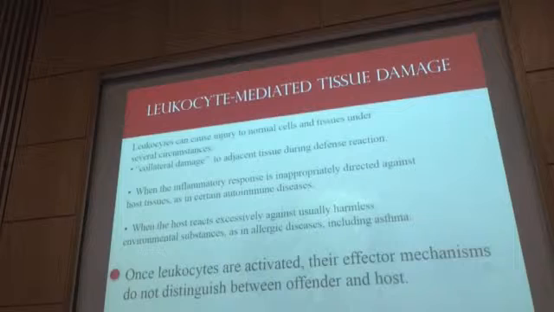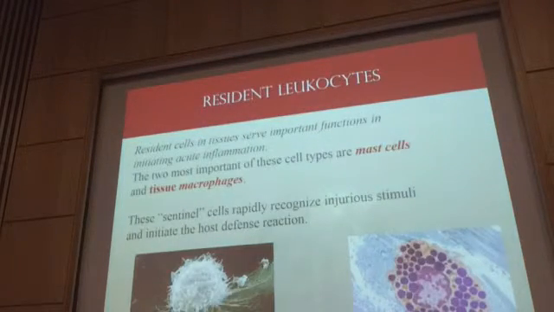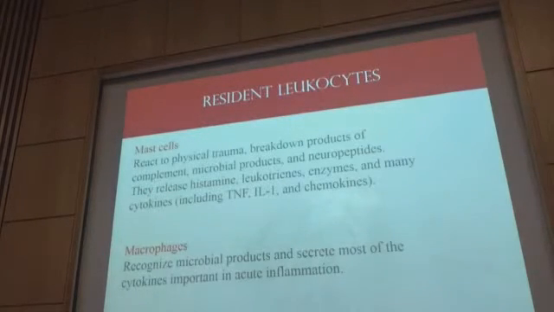Because once leukocytes are activated, they basically do not distinguish between the offender and the host. So we said that already, that the most important initiators of acute inflammation are the resident cells, the tissue macrophages or the mast cells. They're the first two, the sentinel cells that can rapidly recognize the stimulus and initiate the response.